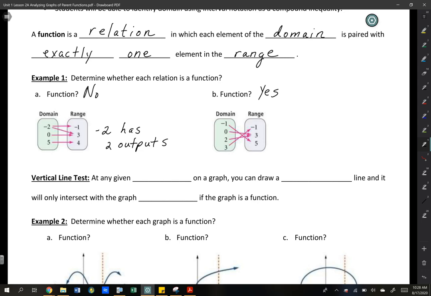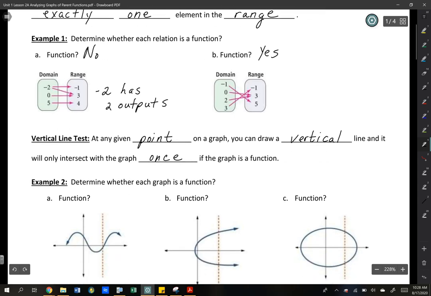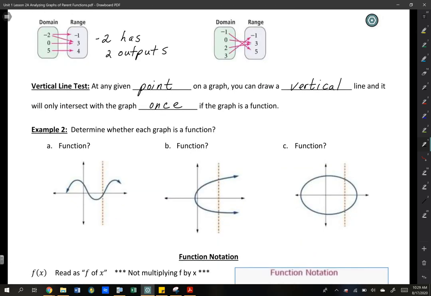A vertical line test is defined as at any given point on a graph, you can draw a vertical line and it will only intersect with the graph once if the graph is a function. So this is a really easy way to determine whether or not a graph is a function. You drop a vertical line, think of it as like a little fishing line that you drop. And anywhere you drop that fishing line, it should only hit the function in one place.